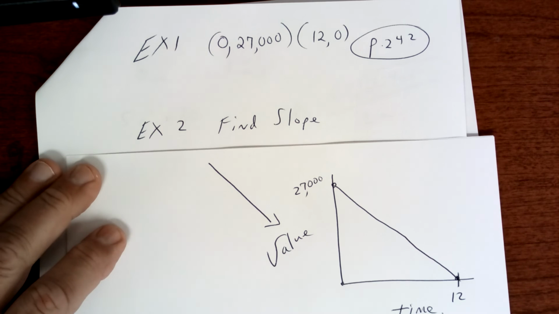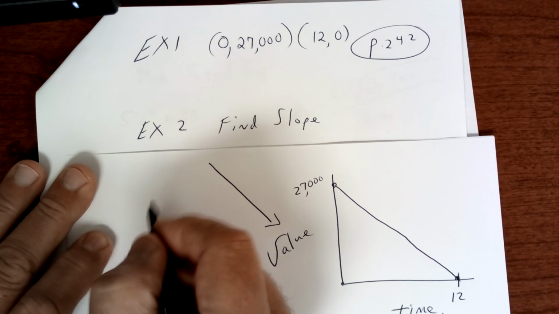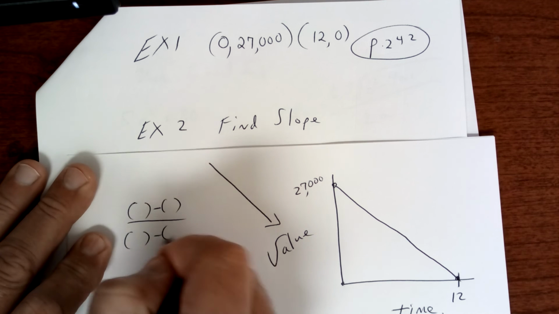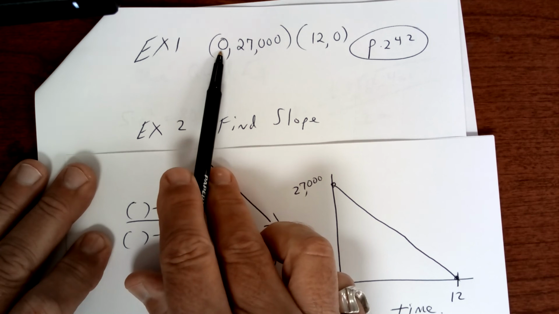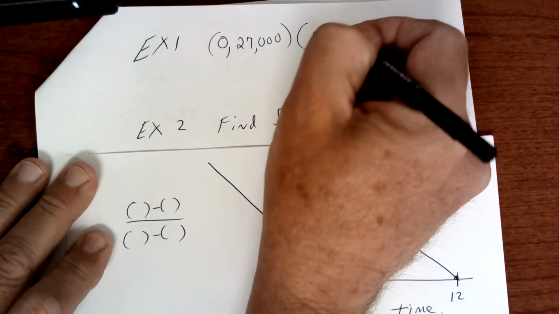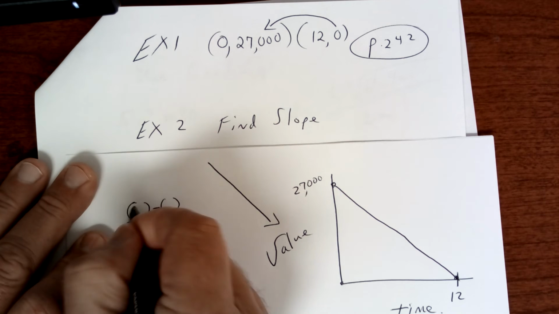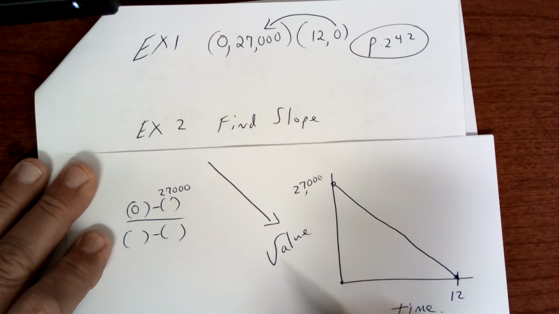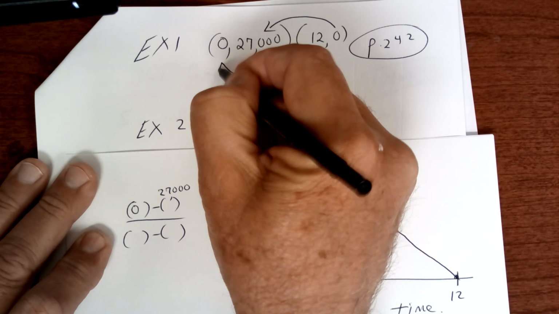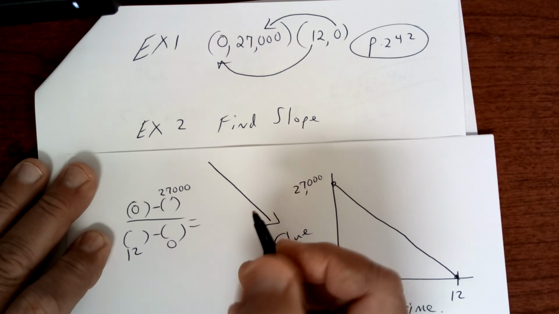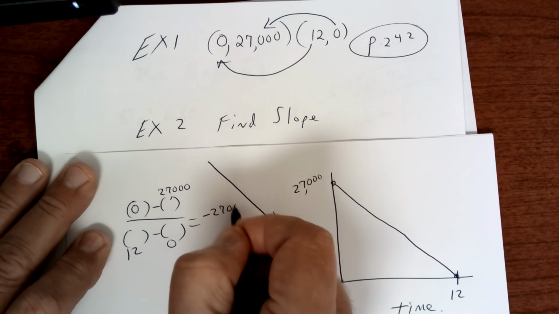So it's going to be the y's. Y minus y over x minus x. So which ones are my y's? Is it this one or is it the second one? All right, we're going to go backwards. So I'm going to say 0 minus 27,000. And then keep that same pattern, 12 minus 0. So when you do that, you get negative 27,000 right here divided by 12.